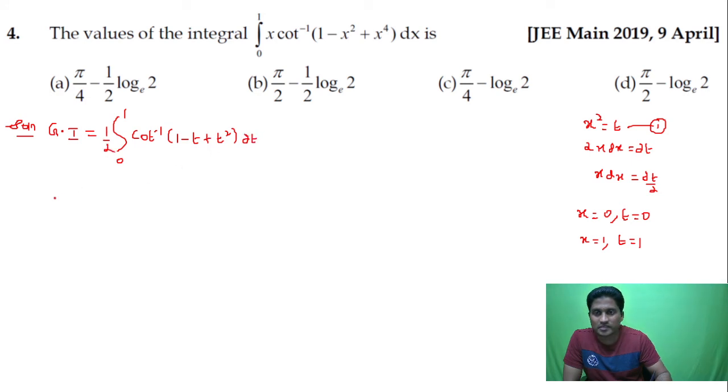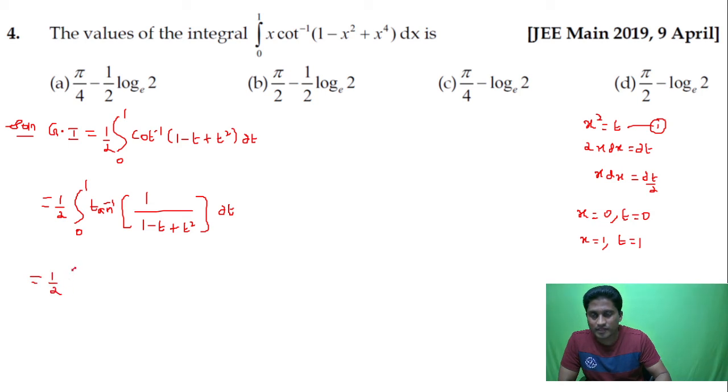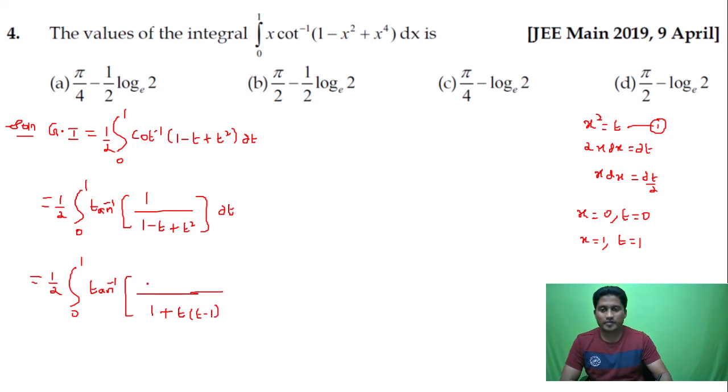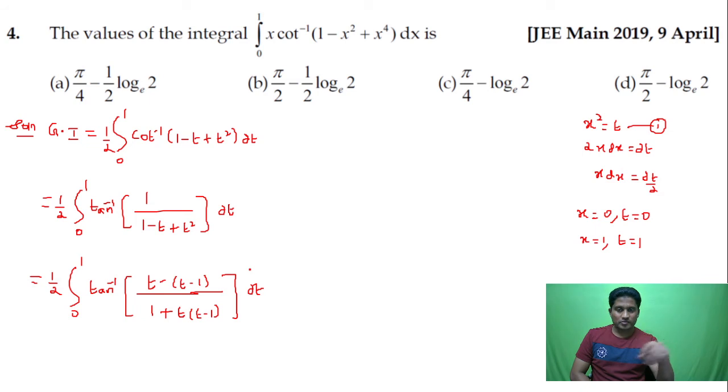So how will I integrate this? 1 upon 2, this is 0 to 1. Cot inverse can be written as tan inverse of 1 upon 1 minus t plus t square, and then dt. I can write this as 1 upon 2 integral 0 to 1, and then tan inverse of, the denominator can be written as 1 plus t into t minus 1. I will write the numerator in terms of denominator. This is t minus of t minus 1. T minus of t minus 1 will be equal to 1 only. That means I am writing the numerator in terms of the denominator.